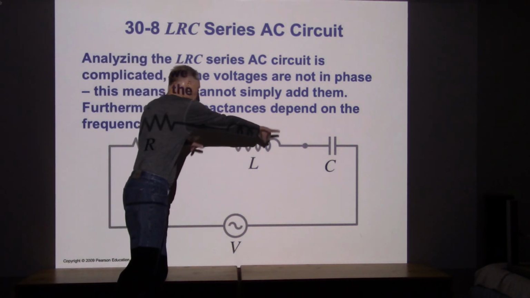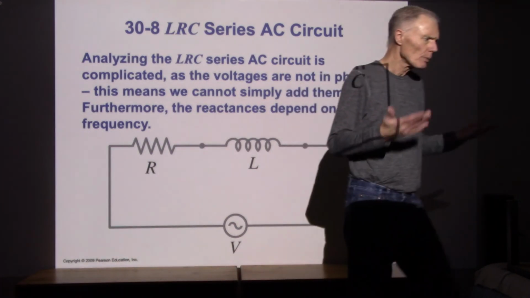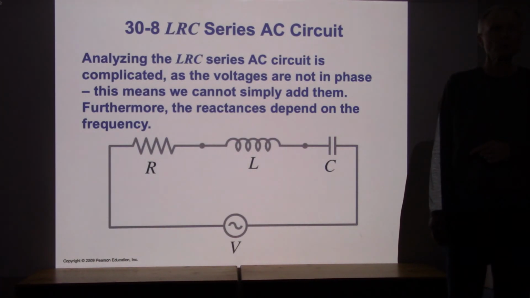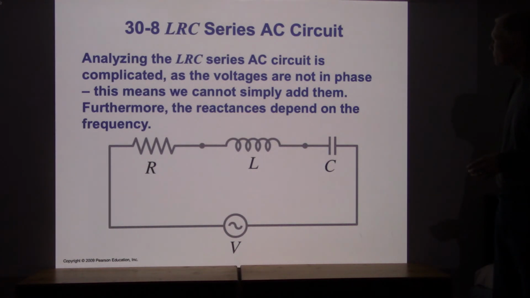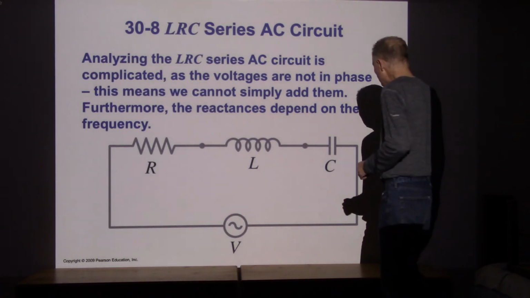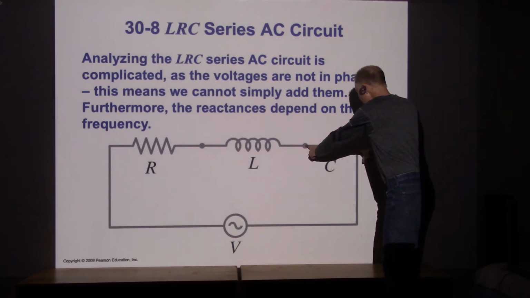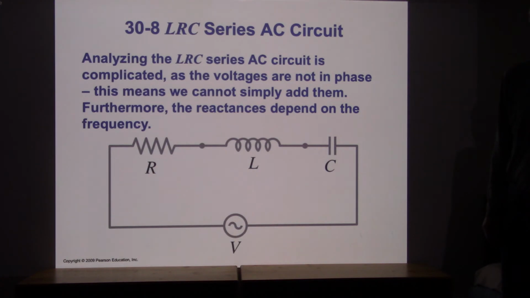I get a voltmeter out, measure the voltage across the inductor. Now that's oscillating too. Its oscillations are out of phase with the resistor, so they're not in phase with each other. We'll see what we have to do in analyzing. And then I got a third component, a capacitor. If I get my voltmeter out and measure the voltage across the capacitor, that is going to be out of phase with the other. They're all three going to be out of phase with each other.